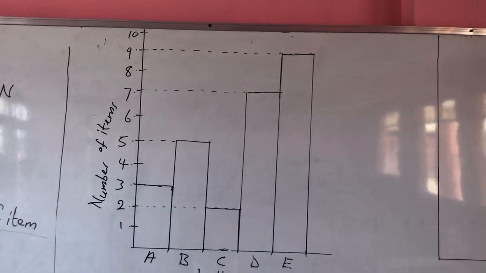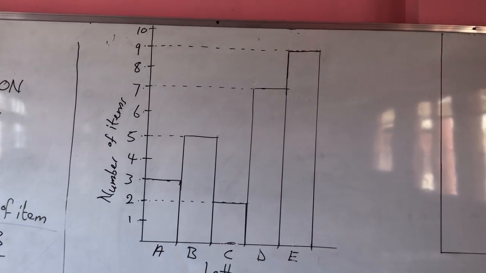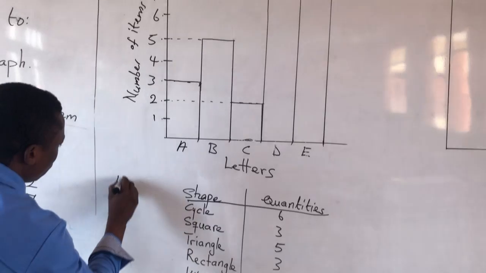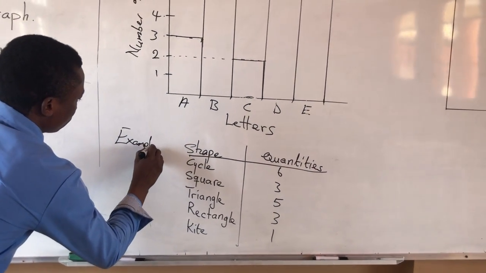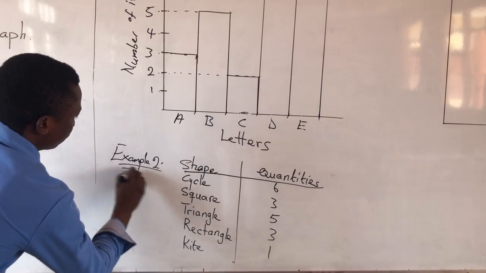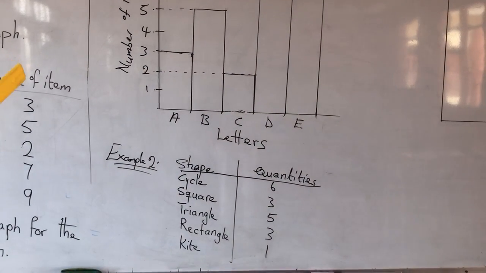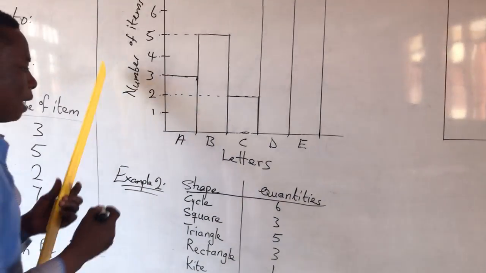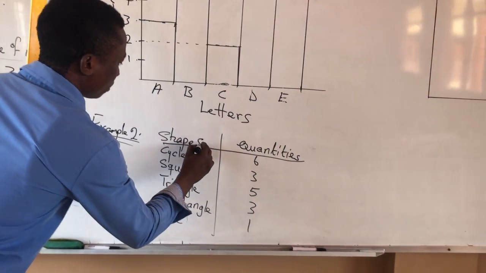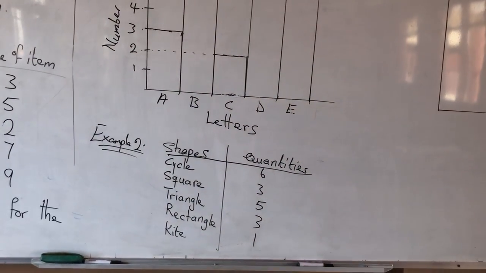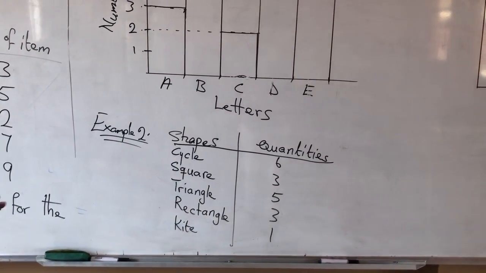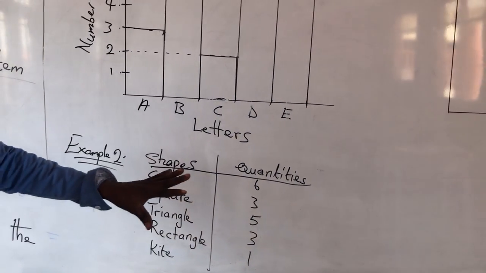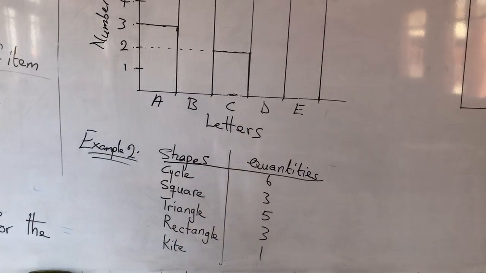Now, let's look at the second example. This is example 2. Look at it. We are given shapes and quantities. And we are asked to what? Draw this on a block graph.